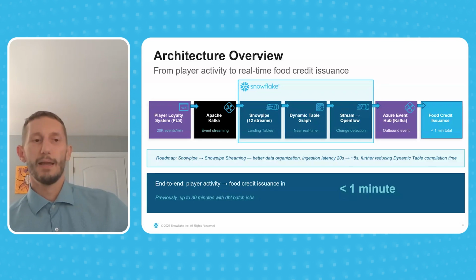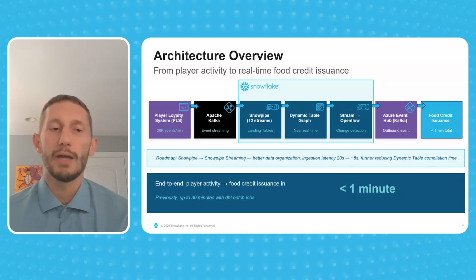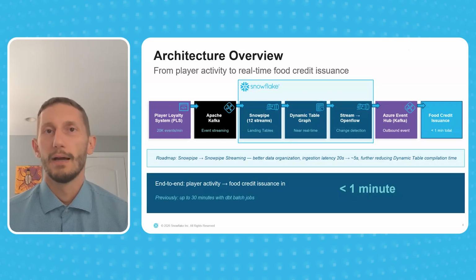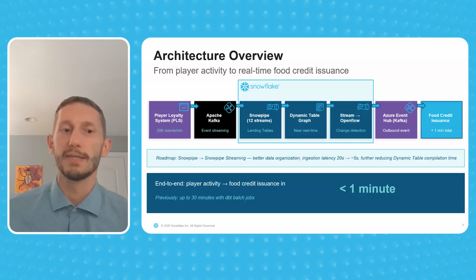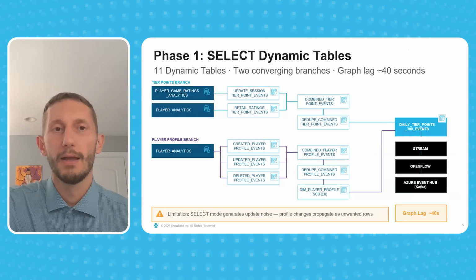And then we have an application team who issues those food credits based on those events from Kafka. And now end-to-end, from the moment of player activity until they receive the food credit, it's just 1 minute or even less. And previously it was up to 30 minutes with DBT batch jobs.